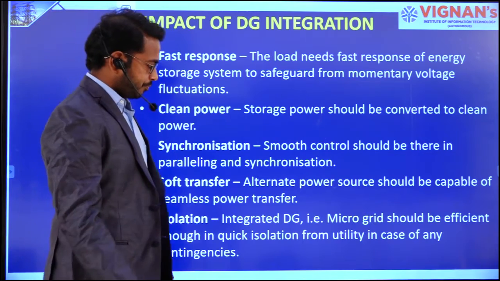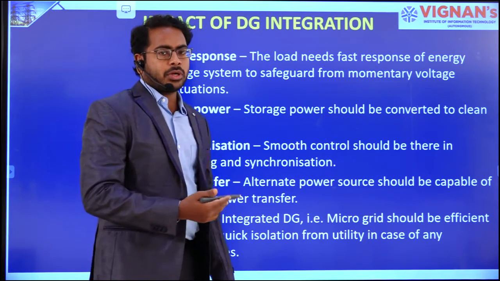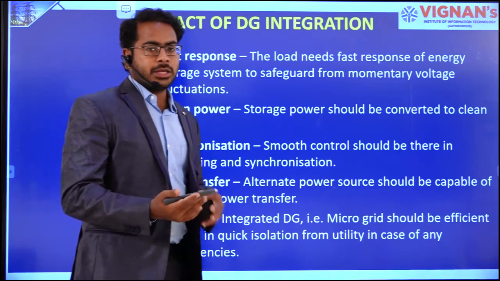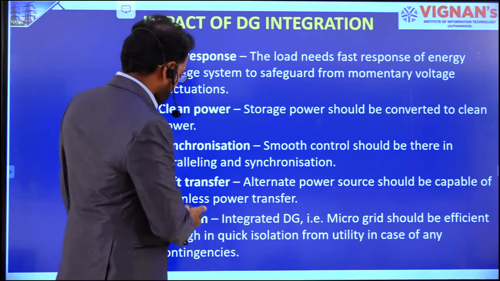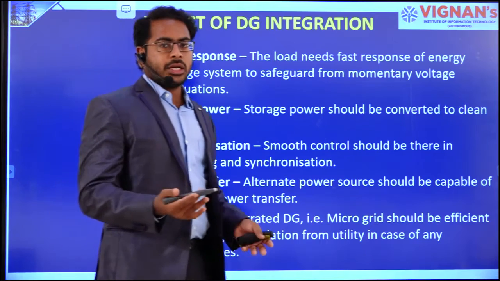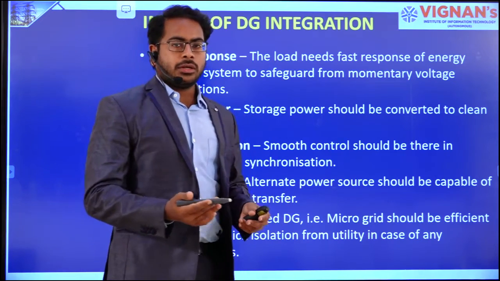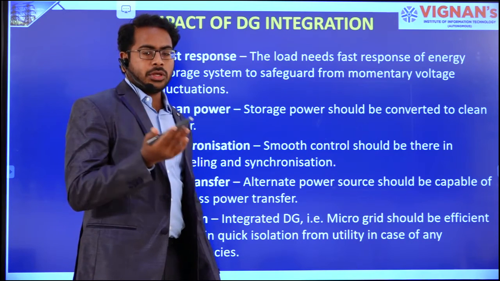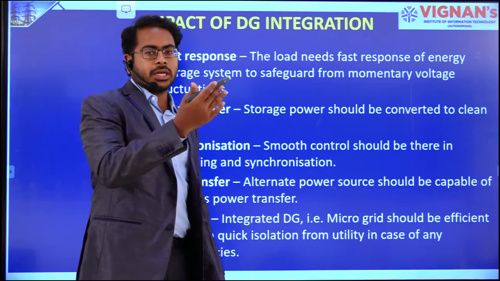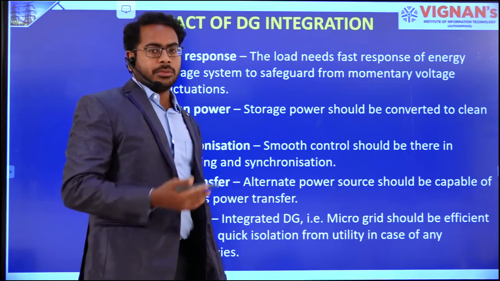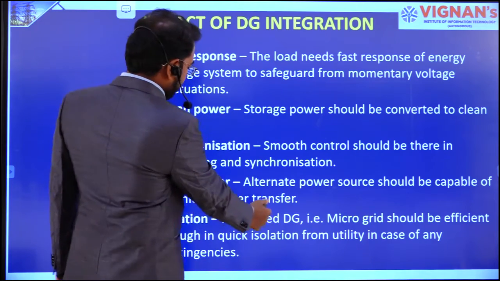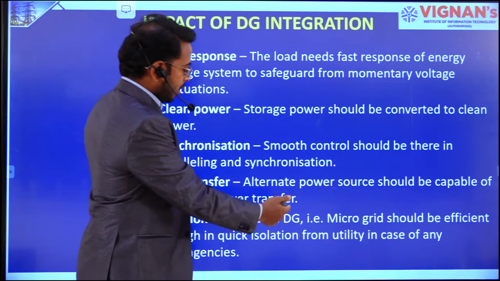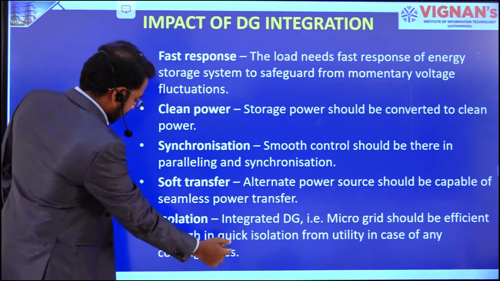And isolation. Isolation is also another very important point when you are integrating the DC point to the grid side. So why is isolation required? When the grid is in a fluctuating condition, or any disturbed condition, at that time the utility grid or our DC must be isolated from the main grid. So integrating the microgrid should be efficient enough for quick isolation from the utility in case of any contingencies.